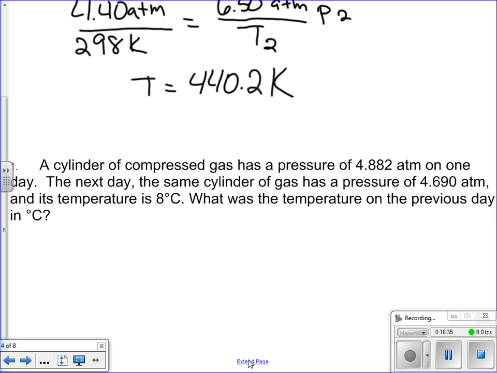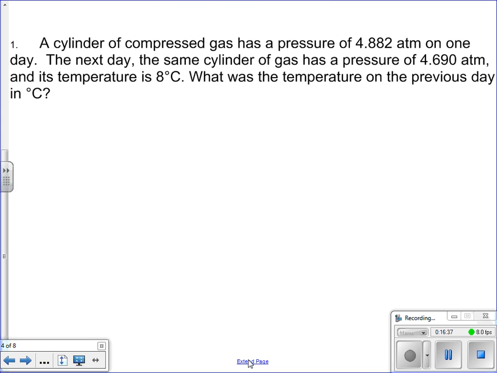All right, and then the next one. A cylinder of compressed gas has a pressure of 4.882 atmospheres, P1, on one day. The next day, the same cylinder of gas has a pressure of 4.690, and that's P2, and its temperature is 8 degrees Celsius. So if we labeled the pressure as P2, this temperature has to be T2. What was the temperature on the previous day in degrees Celsius? So we have to solve for T1.